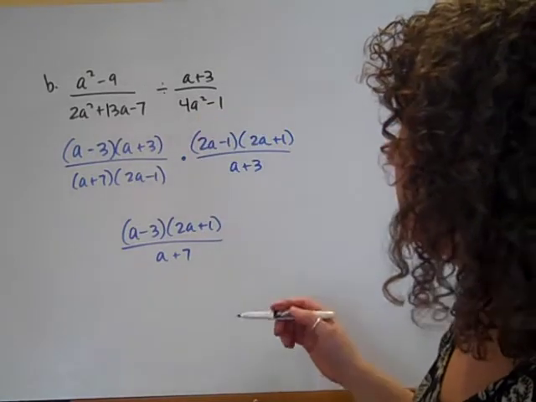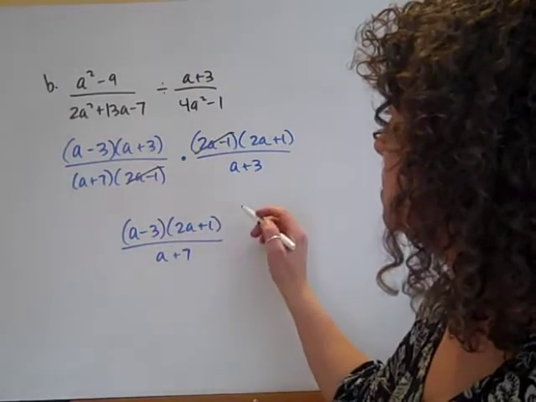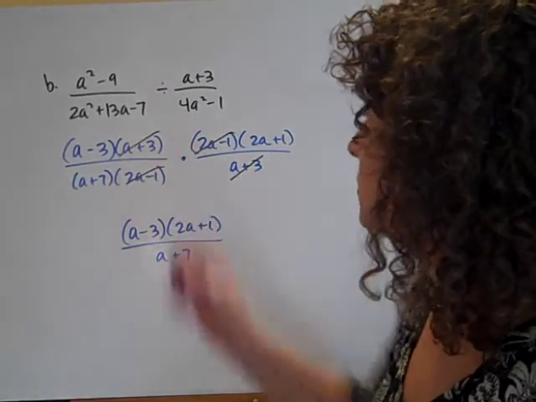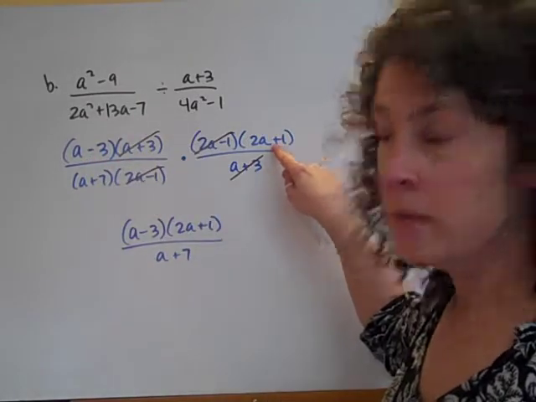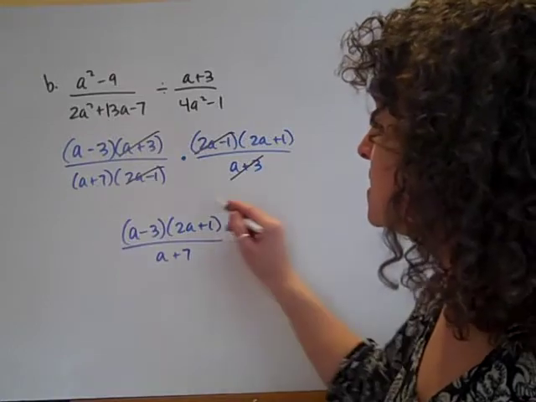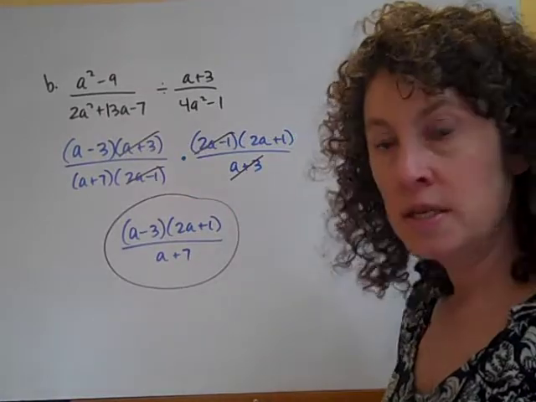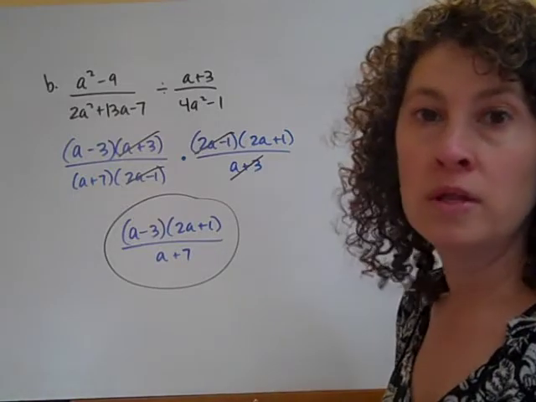Then I'm going to look for common factors here. So what do I see? I see a 2a minus 1 and a 2a minus 1. I see an a plus 3 and an a plus 3. Those factor out, which leaves me with (a minus 3)(2a plus 1) in my numerator, and my denominator, a plus 7. Feel free to leave this as the factored version. You can call it done there. And that is our quotient with rational expressions.